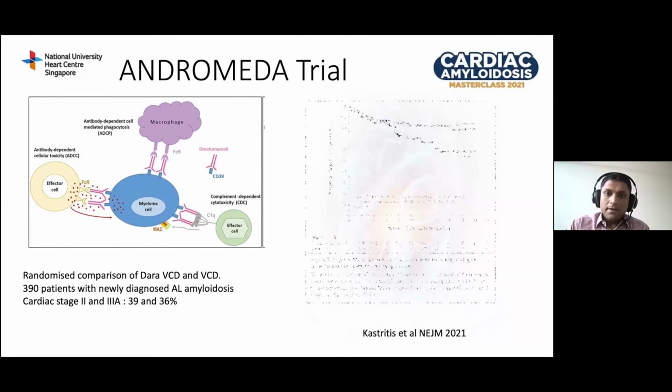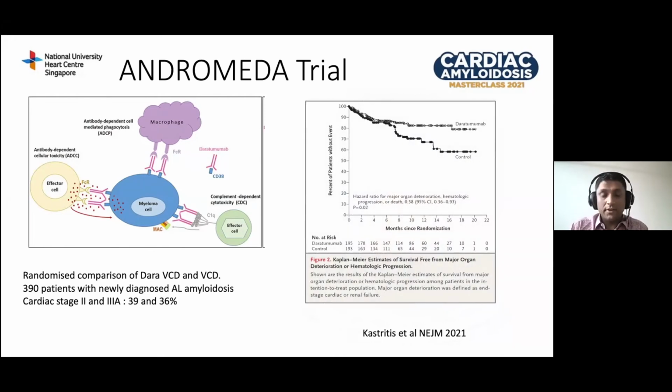But what I feel is more important for patients is this difference in organ response. And we are seeing unprecedented degrees of cardiac and renal responses in the daratumumab group. And this was at a very short follow-up of about 1 year so far. So this study has established daratumumab VCD as the new standard of care for light chain amyloidosis.